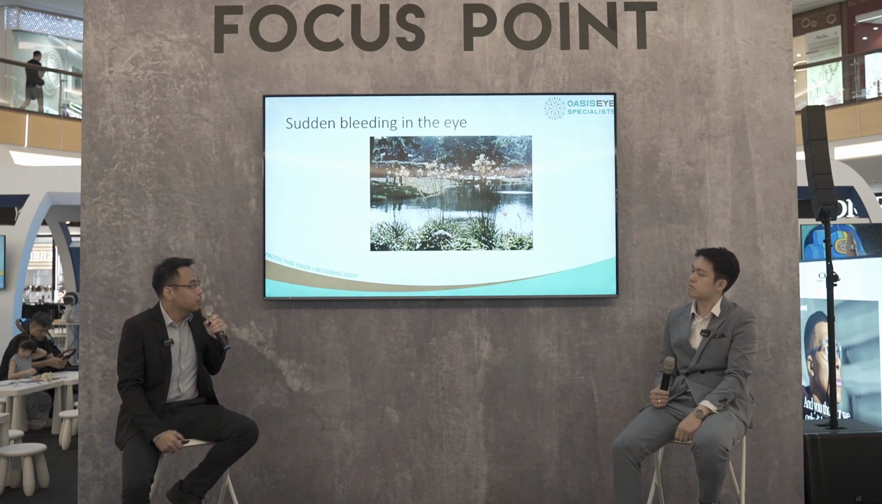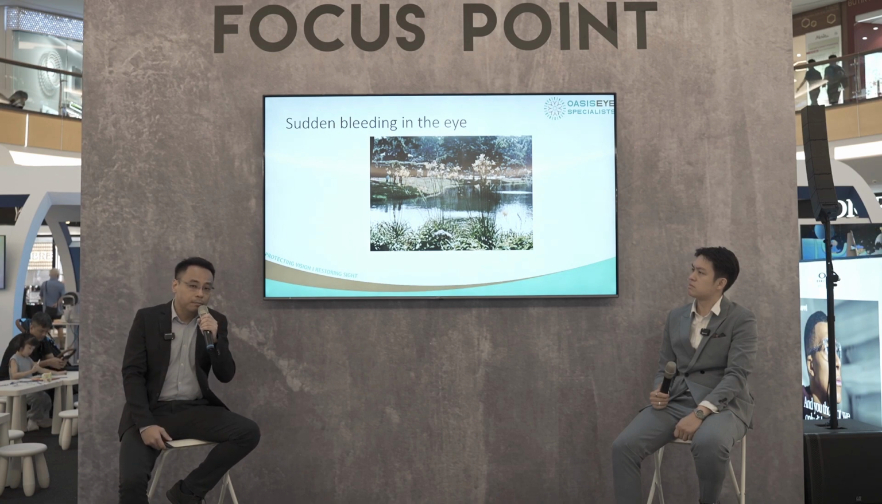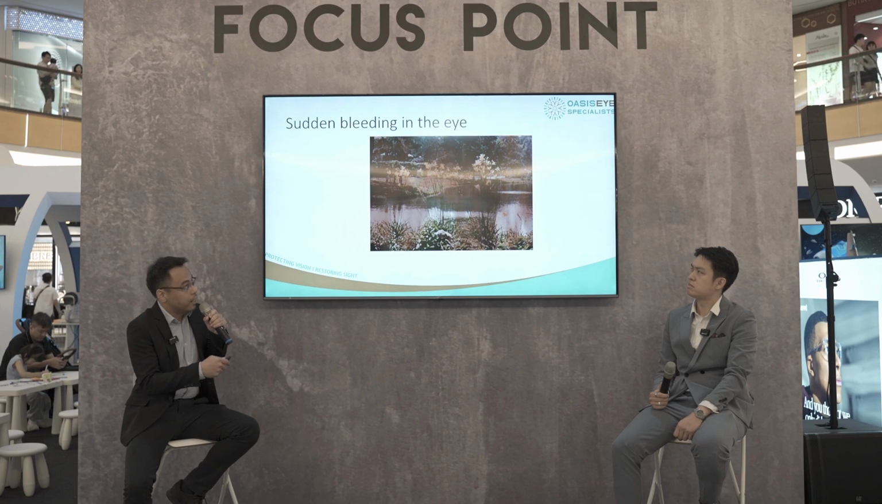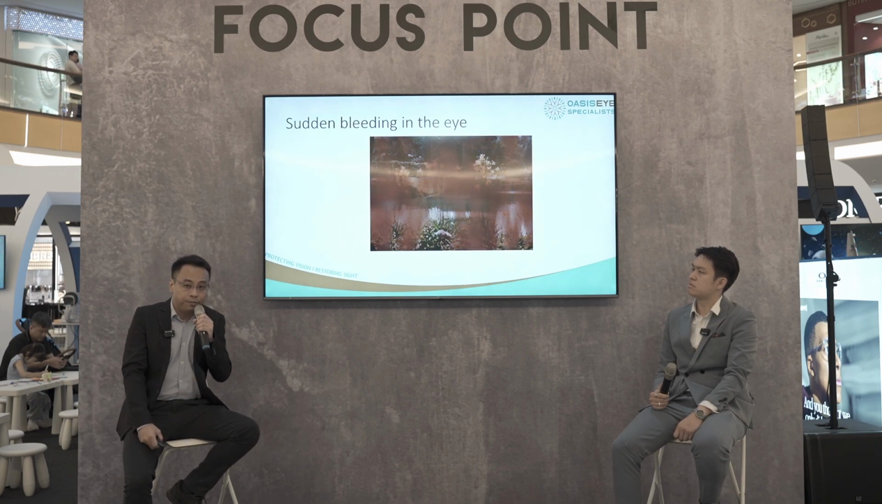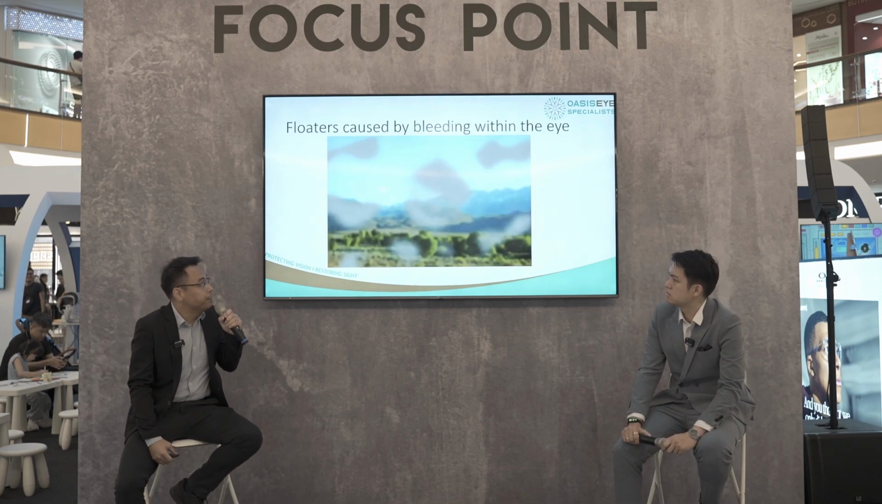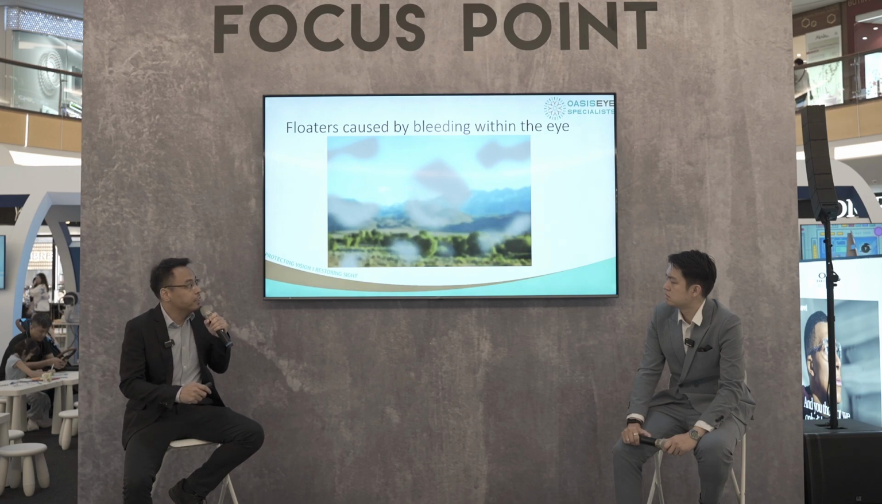This is the normal vision for a patient. However, if there is sudden bleeding into the eye, patients may experience this kind of vision, where there's blood obscuring the visual field. Some patients may experience seeing a black shadow obscuring their visual field, like this.